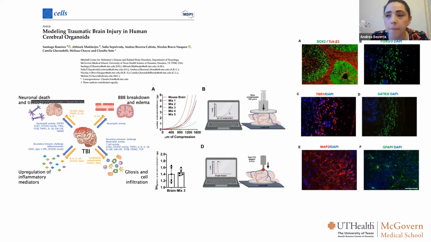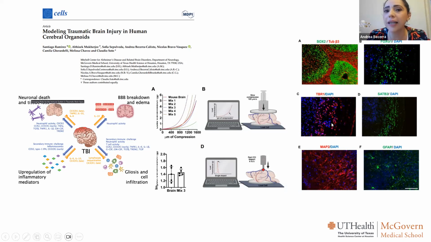Phantom brain means that we use the skull of the mice, and then we introduce a human brain organoid into the skull using agarose, and then we put this brain under different compression, and we analyze if this organoid produces some characteristics of the trauma. Initially, we characterize this organoid.